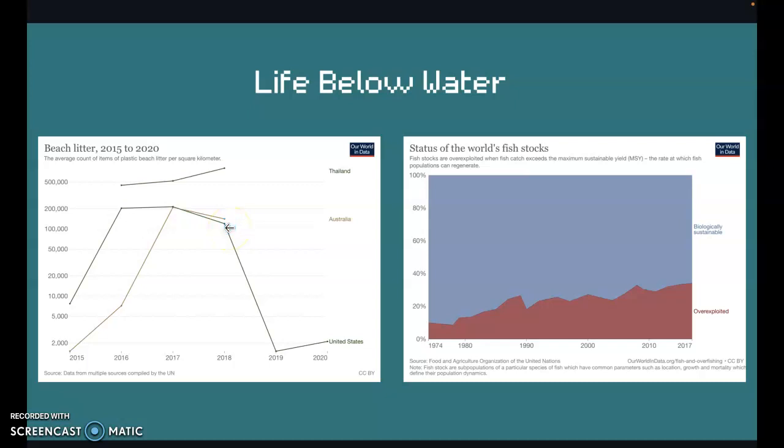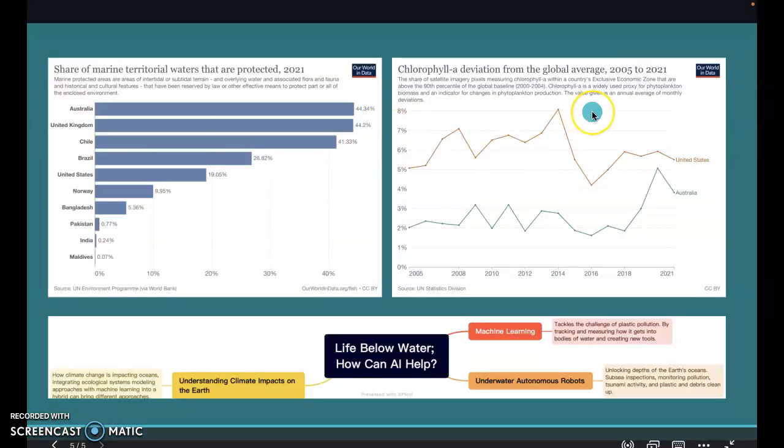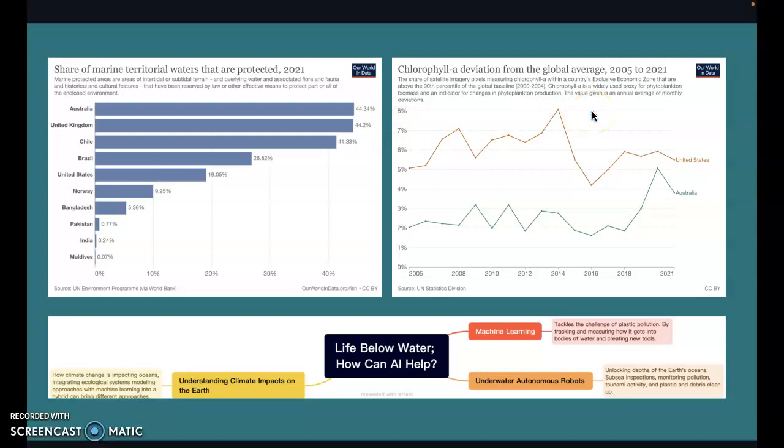Status of the world's fish stocks. Fish stocks are overexploited when fish catch exceeds the maximum sustainable yield, the rate at which fish populations can regenerate. And so this is the world point of view. It is still biologically sustainable for the most part, but as the years go on, it is becoming more overexploited.